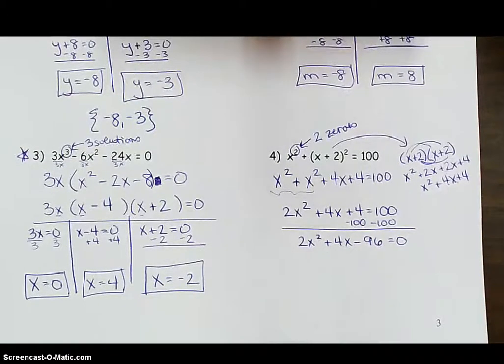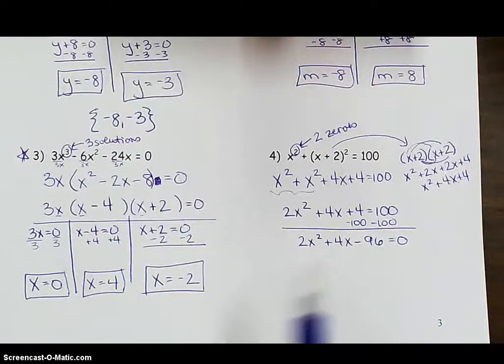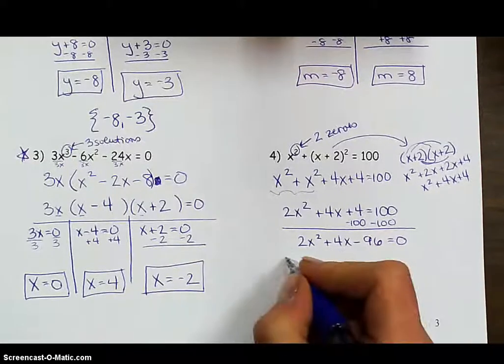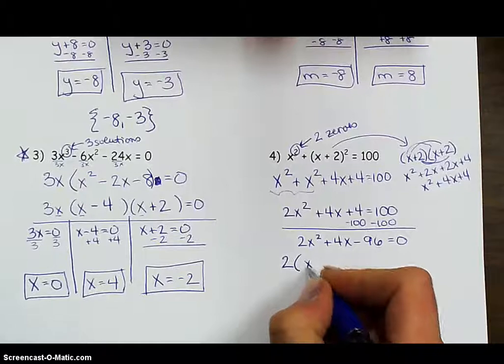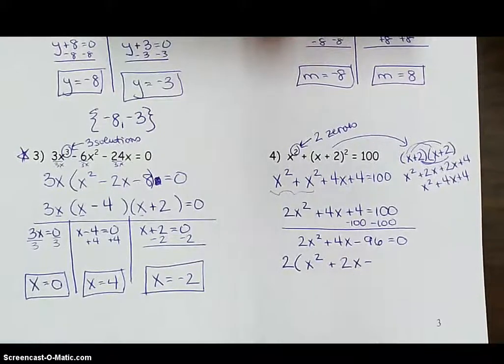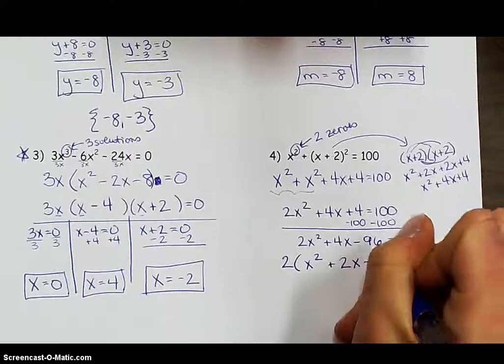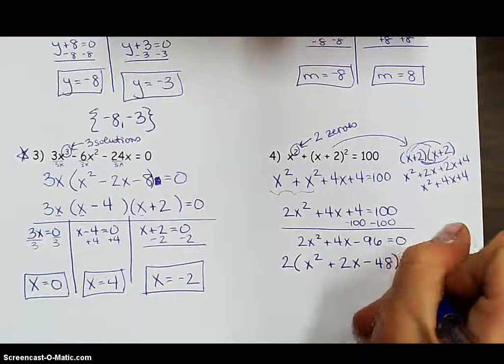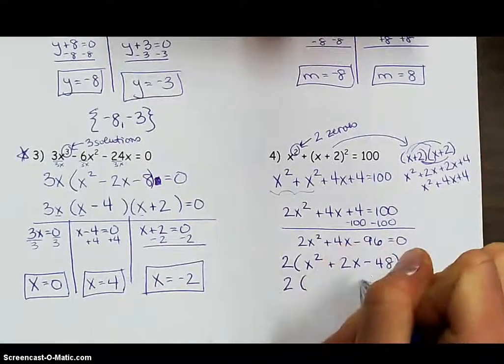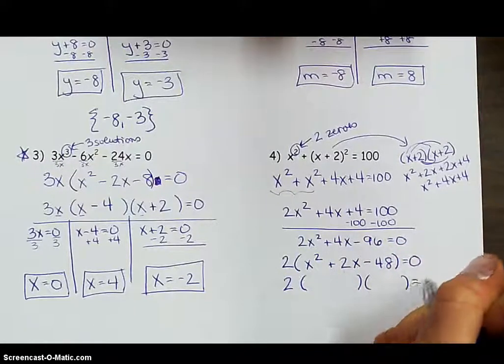All right, that 96 is a little bit of a larger number, but remember, always try GCF first. So 2, 4, negative 96. Is there a GCF? Yes, there is. It is 2. X squared plus 2x, and then 96 divided by 2, we're going to get 48. Okay, so now we have to use trinomial inside of the parentheses here.